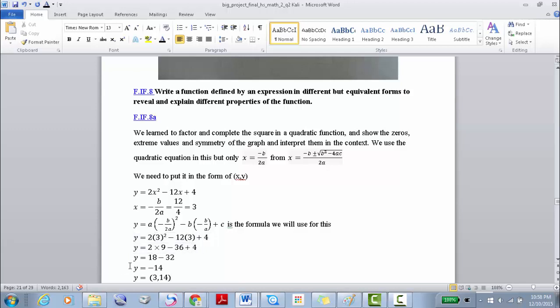So it'll be y equals 2 in brackets 3 squared minus 12 in brackets 3 plus 4. And the answer to all this would be y equals 2 times 9, which is 18, minus 36 plus 4. We have to simplify this, and the answer would be y equals negative 14.